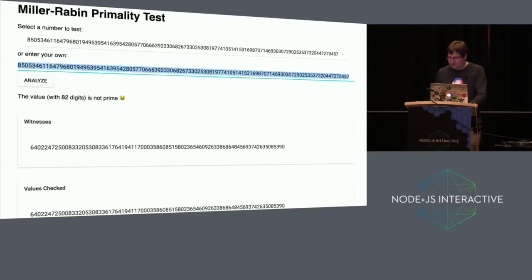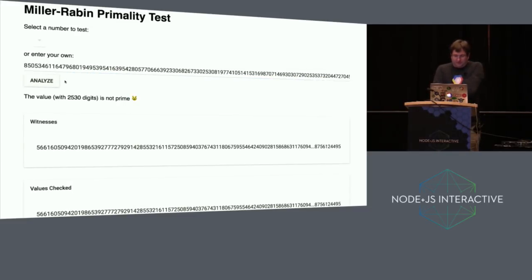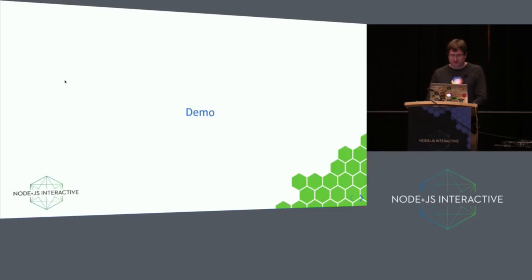But the thing I want to show is that if I take this number and just paste it a bunch of times, and click Analyze, so that's a number with 2,530 digits, and it's not prime. I mean, I didn't think it would be prime, because that would be pretty amazing if I just pasted a random number a bunch of times. But the key thing is that's 2,530 digits, and the code that I had was just this code.